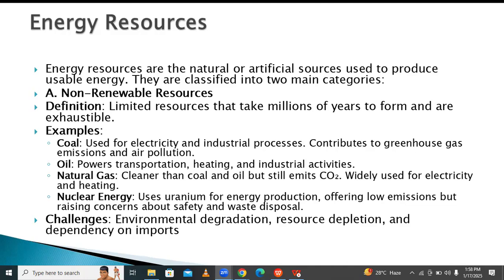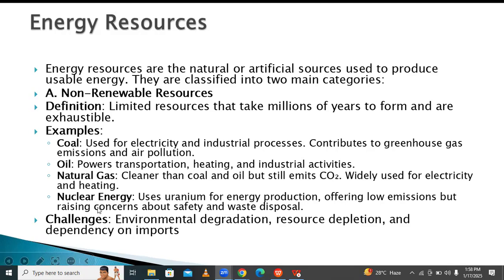Coal is used for electricity and industrial processes, and contributes greenhouse gas emissions and air pollution. Oil also powers transportation, heating and industrial activities. Oil is nothing but petrol and diesel. Natural gas is cleaner than coal and oil, but still emits CO2. It is widely used for electricity and heating.